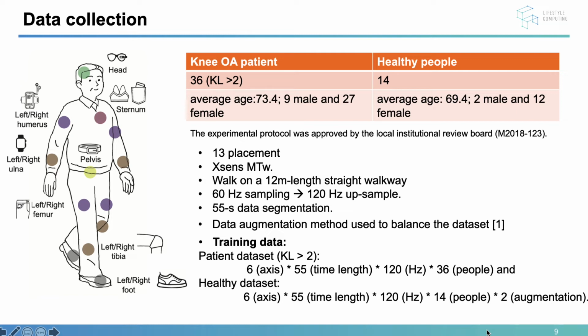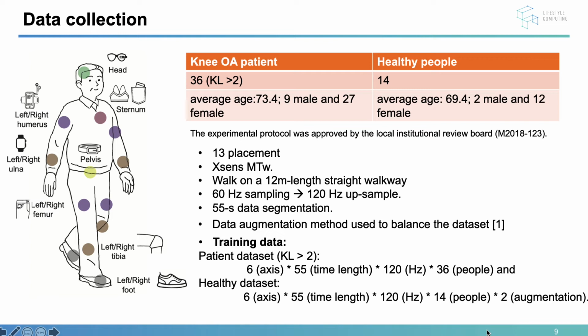The healthy people's data is less than the patient data. To solve this imbalance problem, we use data augmentation to balance the dataset. During the training phase, the healthy subjects' data was augmented twice.